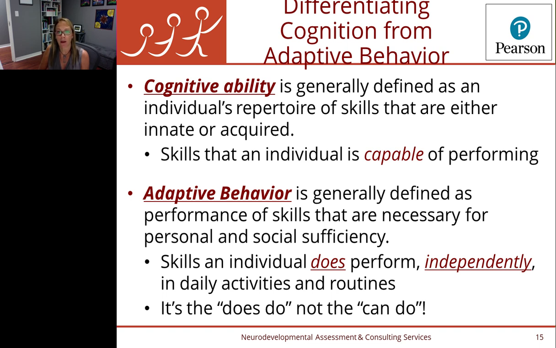So it's not what a person can do, what they're capable of, but rather what a person does with complete independence when life demands the behavior. That means no prompts, no supports, no help, no reminders. So how are we going to survive in the day-to-day world on our own?